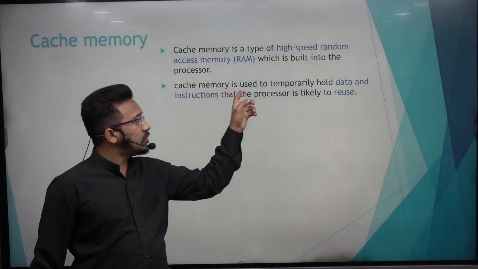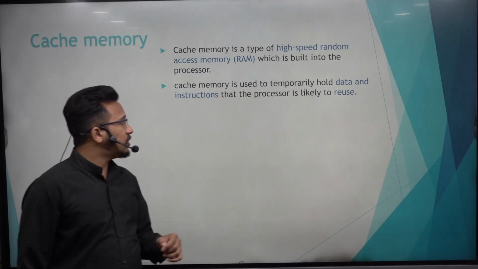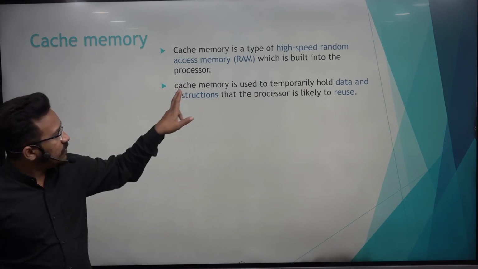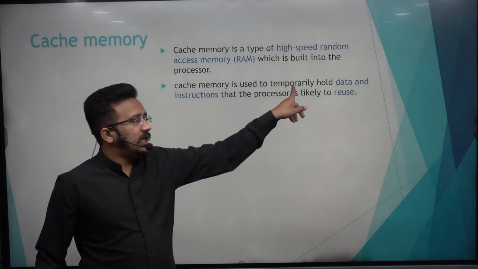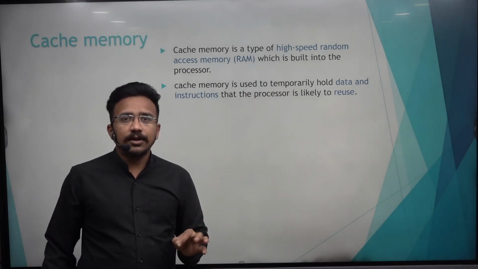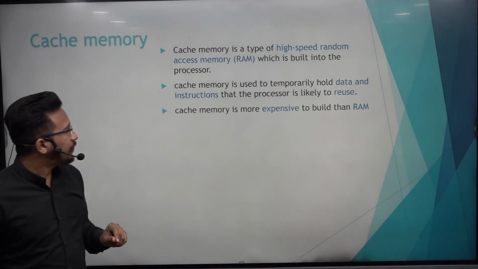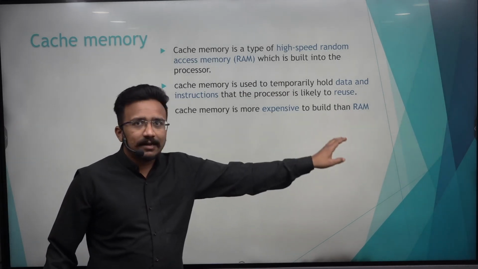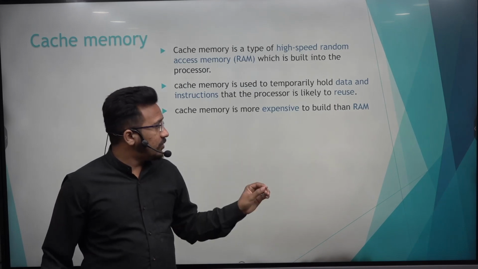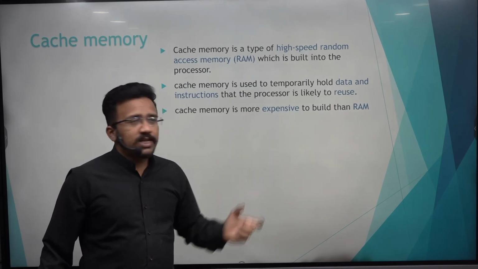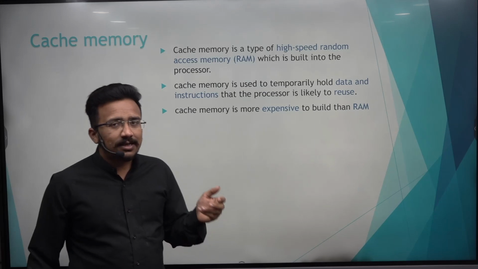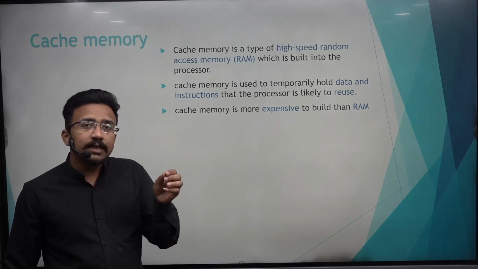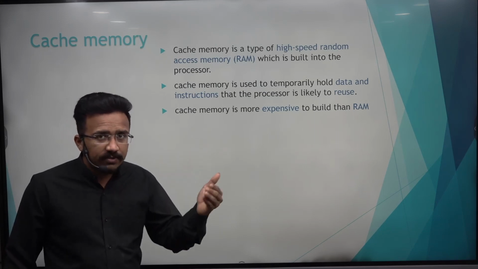Cache memory is used to temporarily hold the data and instructions that the processor is likely to reuse. So cache memory is also a kind of temporary memory, it's also a kind of volatile memory. Cache memory is more expensive to build than RAM. They are faster but quite a bit more expensive than the RAM. So that's the reason cache memory will be around 6 MB, 8 MB. This will be in MBs, megabytes, not in GBs, gigabytes.